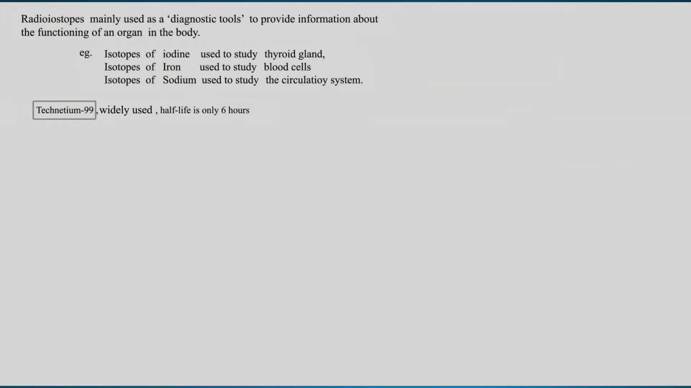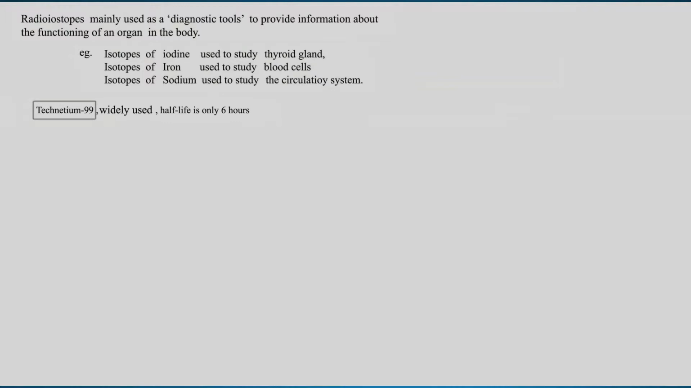Here I give examples. They are used as a diagnostic tool to provide information on the functioning of the organ. An isotope of iodine can be used for the thyroid. An isotope of iron can be used to study the blood. An isotope of sodium can be used for circulation. Out of all, Tc-99 is widely used. Why? Because it has a short half-life, only 6 hours.